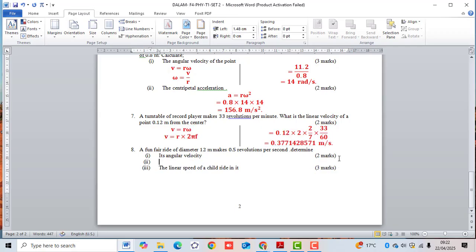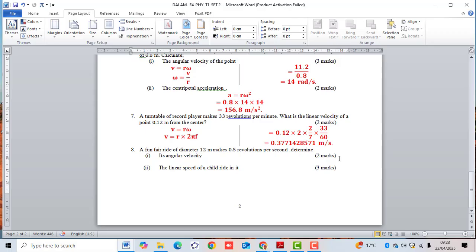The last question. A fanfare ride of diameter, that's the bit of mathematics. Even if they put there what the vocabulary is, we just take where we have the numbers. We don't consider the vocabulary, because some of us have never seen a fanfare. But I'm seeing there 12 meters diameter. I know diameter, it comes from a circle. Makes 0.5 revolution per second. That is a frequency. So you don't struggle about what a fanfare is.